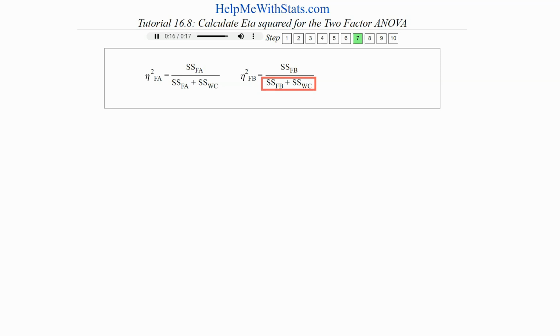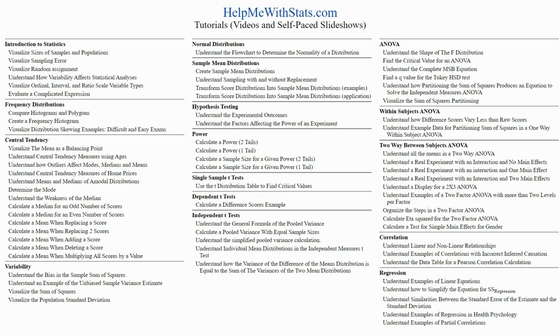Lastly, let's look at the eta squared calculation for the interaction effect. The numerator of the eta squared calculation is the sum of squares for the interaction. The denominator of the eta squared calculation is the sum of squares for the interaction, plus the within cell sum of squares, the error term. Recall that the interaction and within cell variability indicate all sources of variability in the F ratio for the interaction effect.